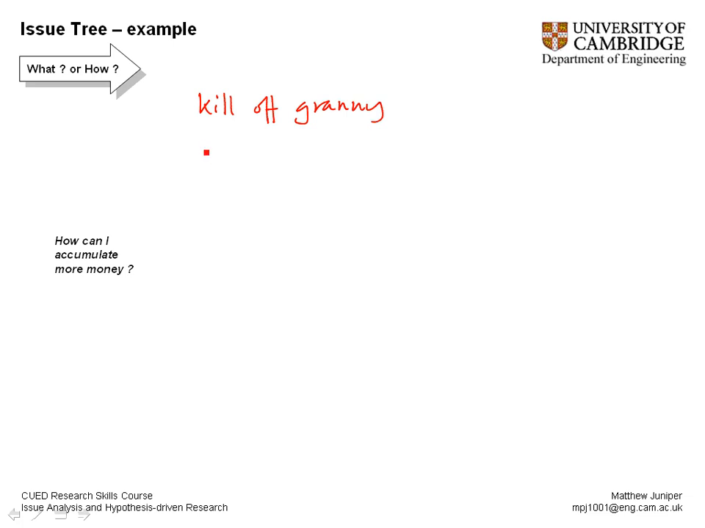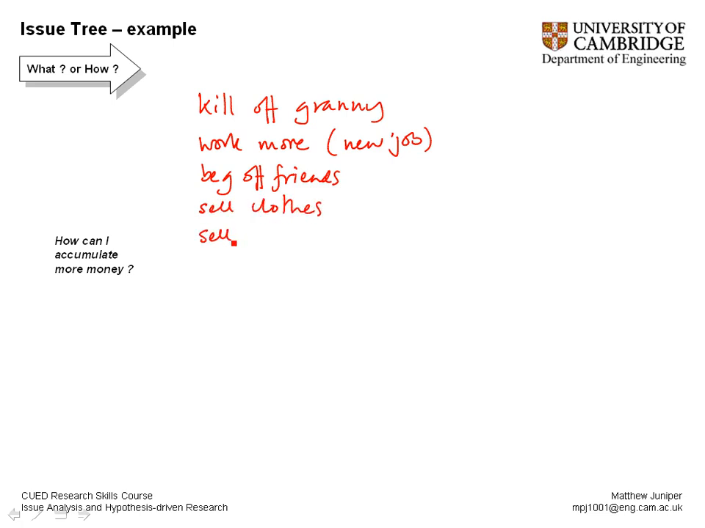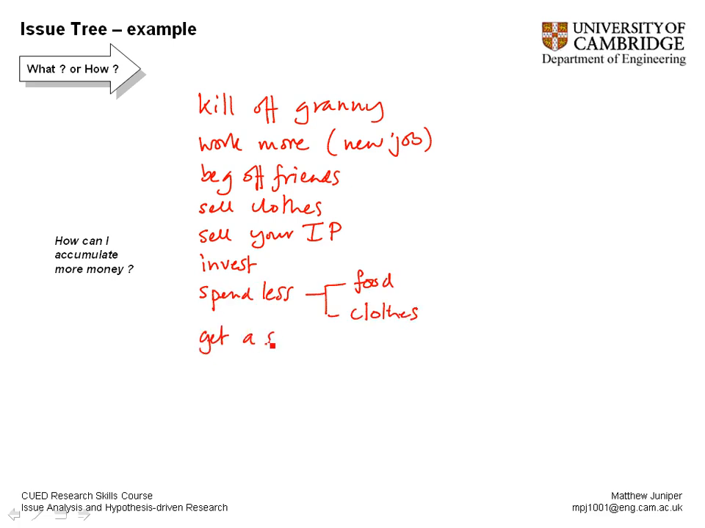You might decide instead to work harder, a new job perhaps. I suppose you could beg off friends, you could sell all your clothes, you could sell your intellectual property. If you had some money, you could invest it. What else? You could try to spend less. I suppose also you could get a second job, depending on whether or not you have the time. Anyway, you can think of lots and lots of things that you could do here. But as we presented it so far, we just have a sort of mess of ideas, nothing particularly cohesive.